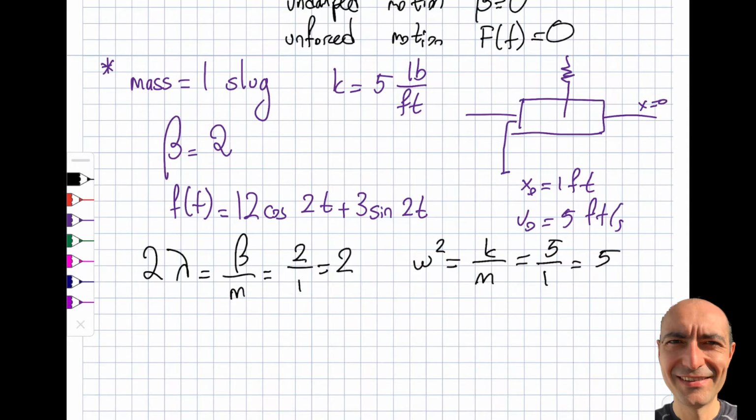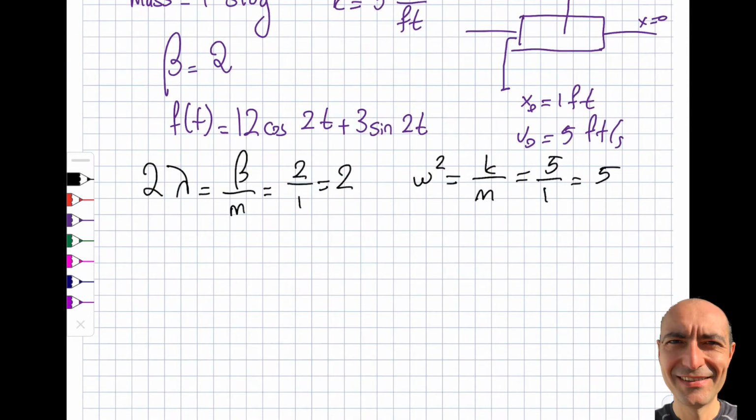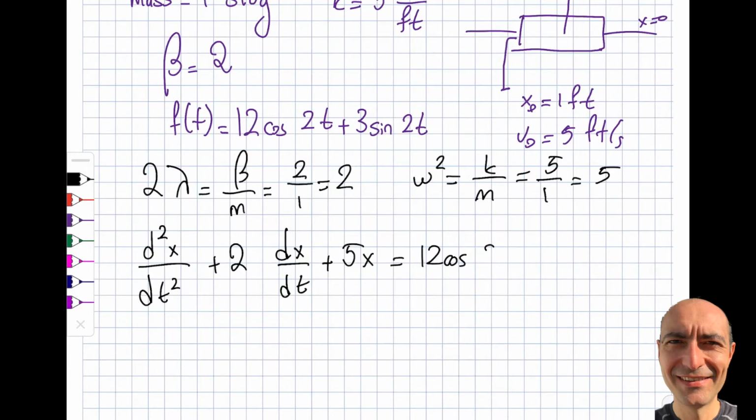Right? And then if I write the equation of motion, it's going to look like this: d squared x dt squared plus 2. Don't write just lambda over here, I just want to highlight. Lambda is 1, but I don't want to write 1 here, I'm going to just write 2. Careful. dx dt, which is the velocity, plus 5x will be equal to, the right-hand side is the force, 12 cosine 2t plus 3 sine 2t.